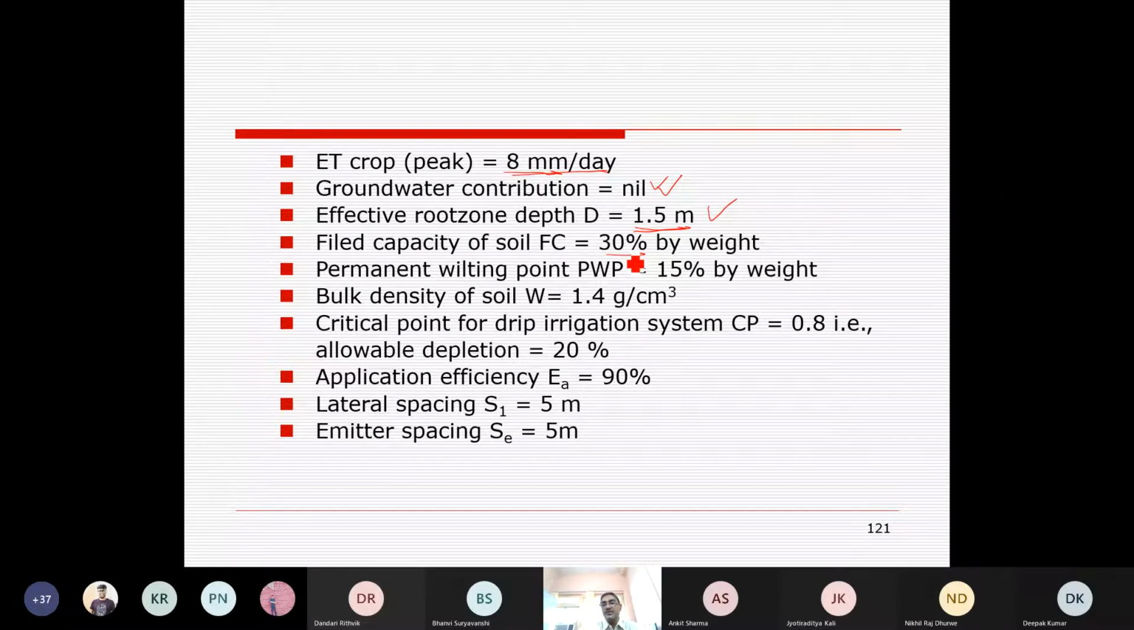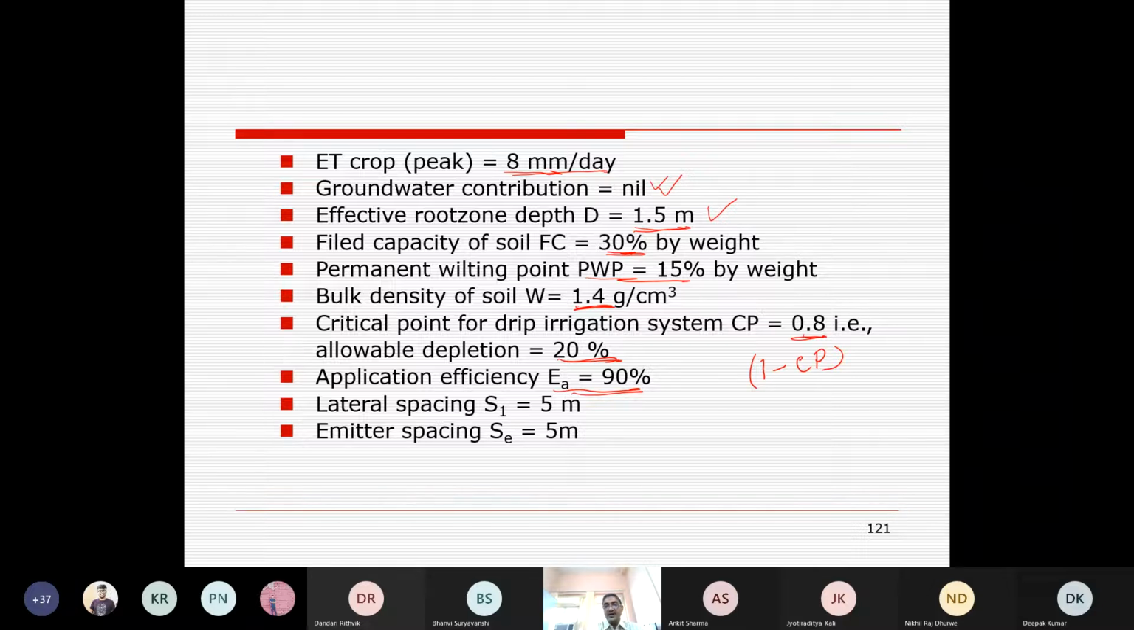Field capacity of the soil is 30%. Permanent wilting point is 15%. Bulk density of soil is 1.4 gram per cubic centimeter. And the critical point when we need to irrigate is 0.8, meaning available water is 1 minus critical point, that is 20%. Application efficiency of water is 90%.